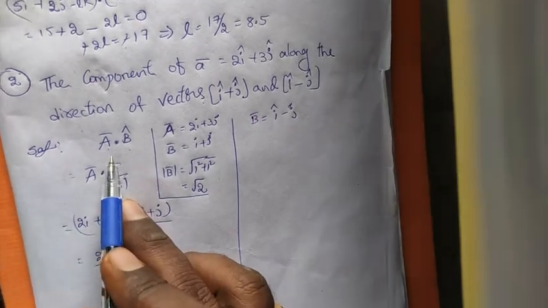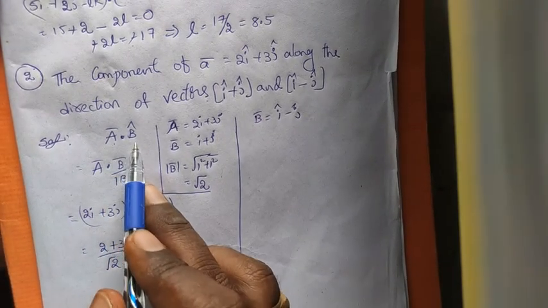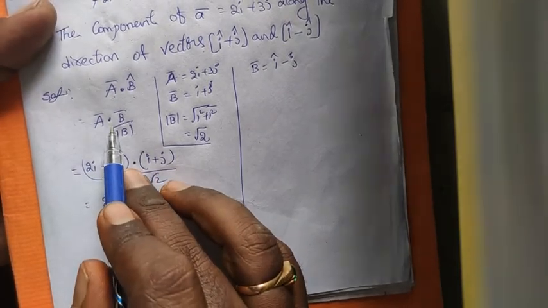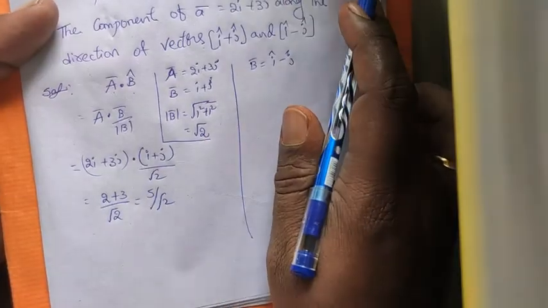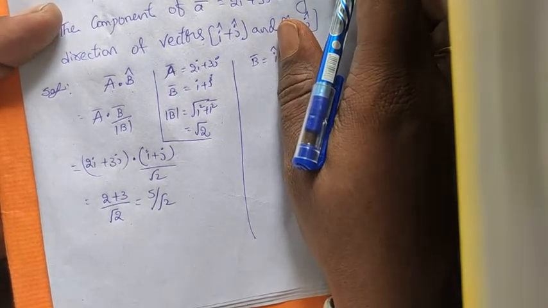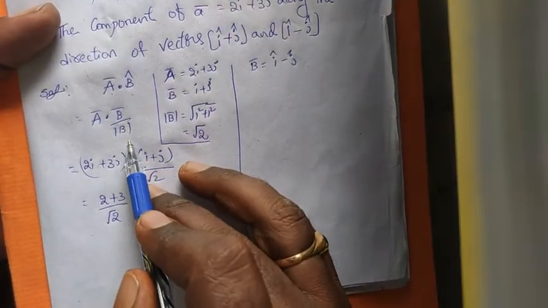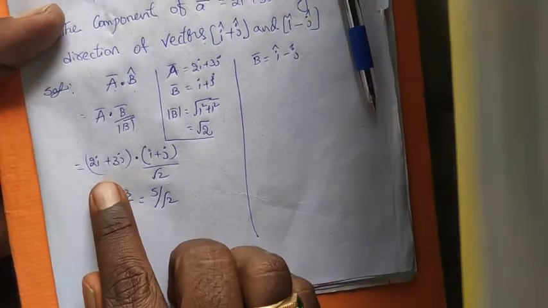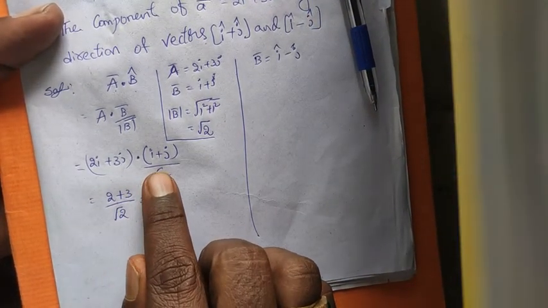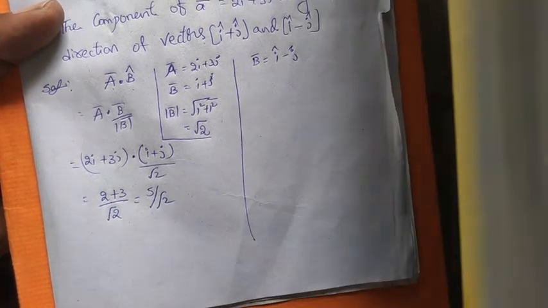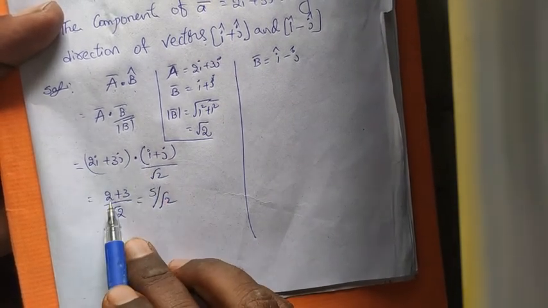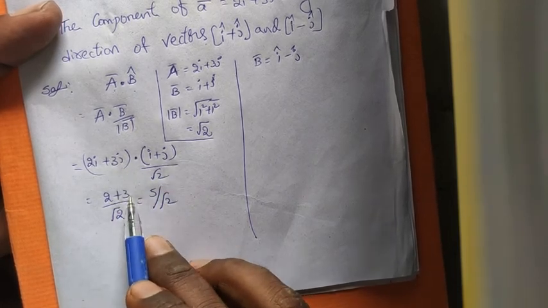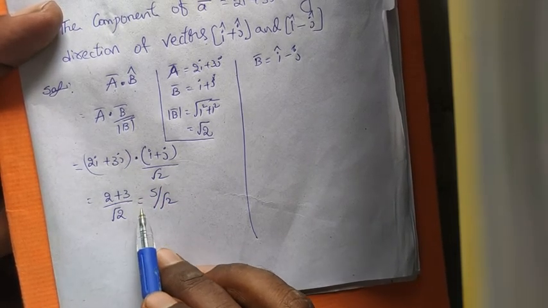So what is the formula to do this? That is a bar dot b cap. B cap means the unit vector. Unit vector is nothing but b bar by magnitude of b. So 2i plus 3j dot i plus j by root 2. If you multiply, 2 1s are 2, and j dot j is 1, so 3 1s are 3, so 2 plus 3 by root 2, that is 5 by root 2.